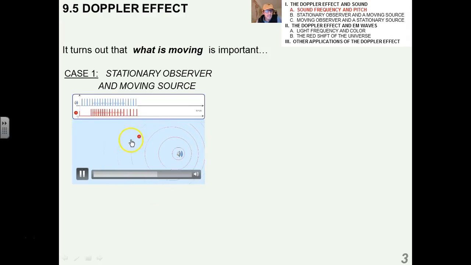Notice that the frequency, again, is higher, and this is cool. The frequency is higher as it's approaching this. Let me just explain this a little bit. This thing right here is a microphone. The thing that was moving was the actual source.